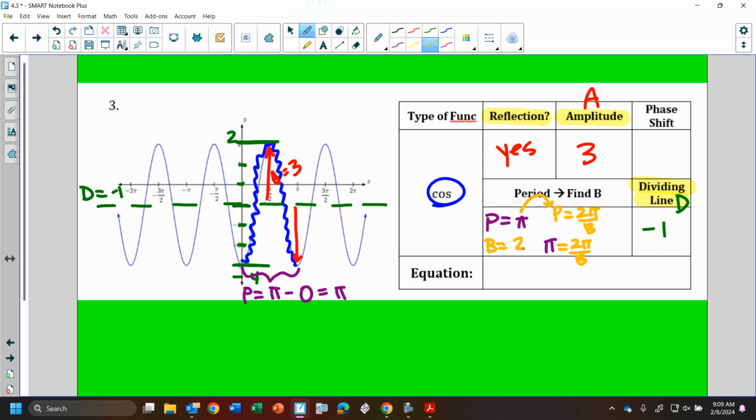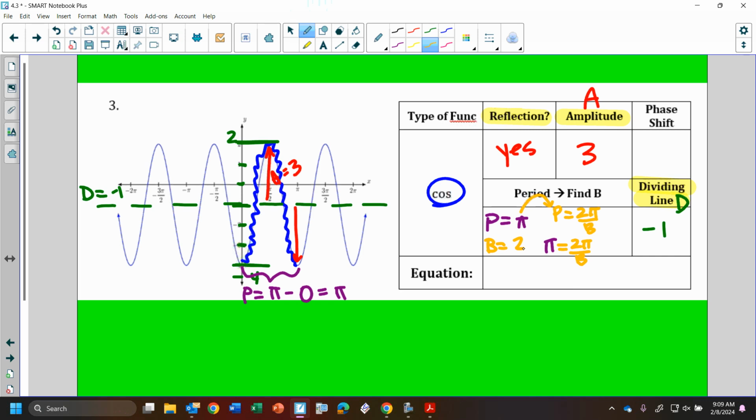Or, as we do more and more of these, have we had a period of pi before today in class? Yep. Last night in homework? Yes. You've seen this before. Oh, the period's pi, you know these two. You're going to start recognizing it, right? Oh, B is 2, period is pi. Period is pi, B is 2. They go back and forth. Cool, you'll get really used to it.